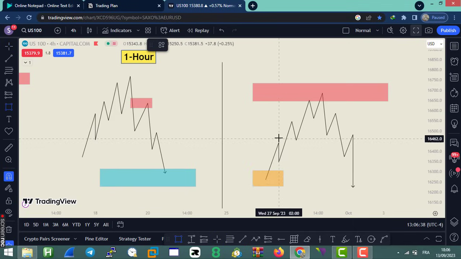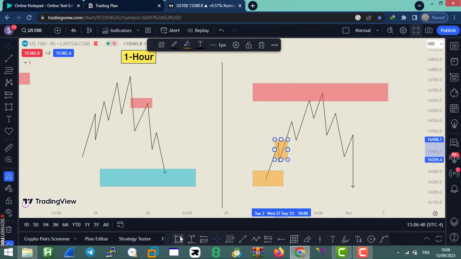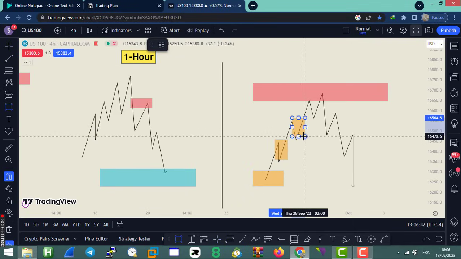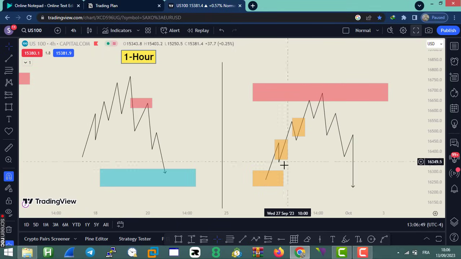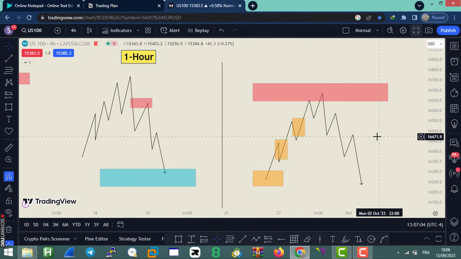And then expansion, consolidation, expansion, consolidation right here. The market will target these consolidations after we hit this fair value gap and we change the order flow on the 5-minute chart. And now let's move on to the most important part, which is chart examples.